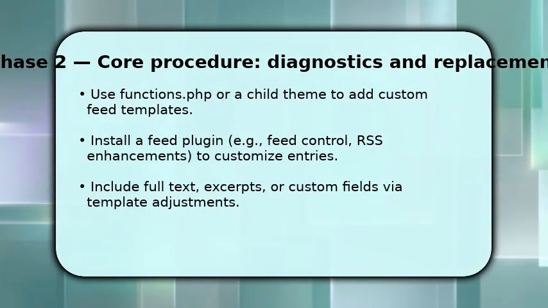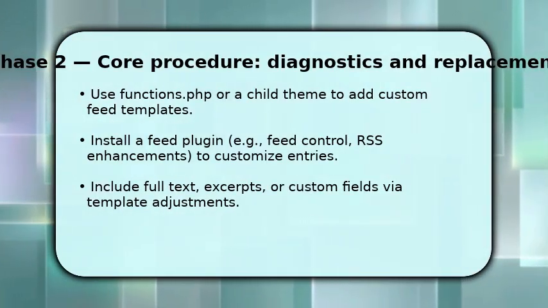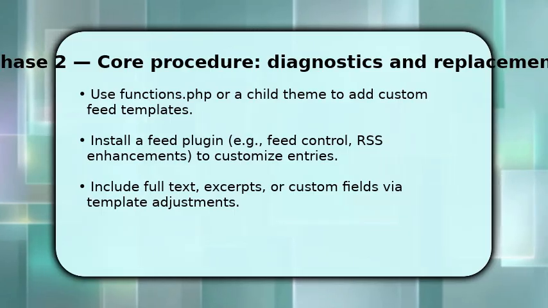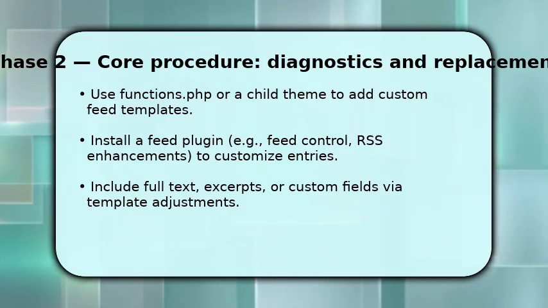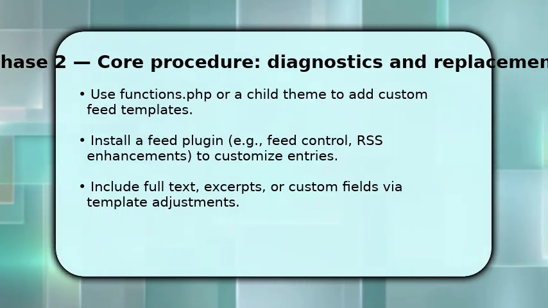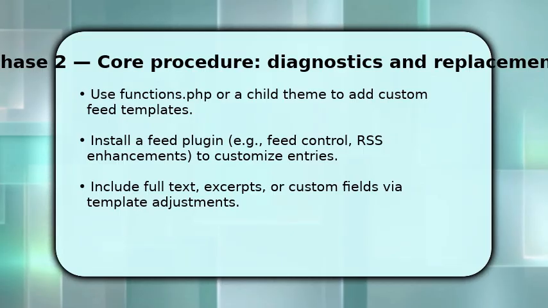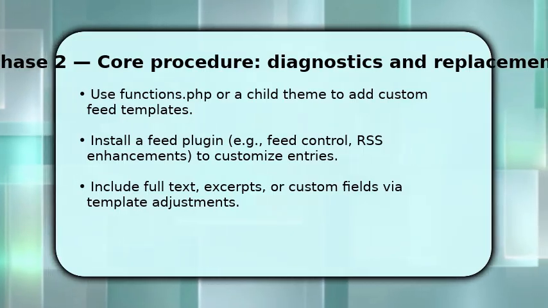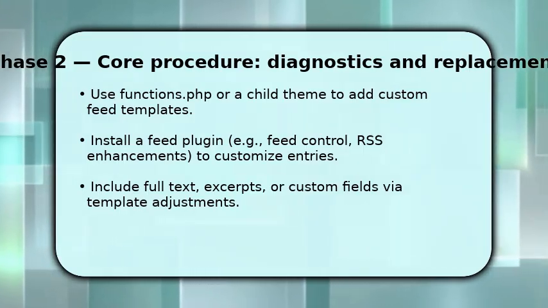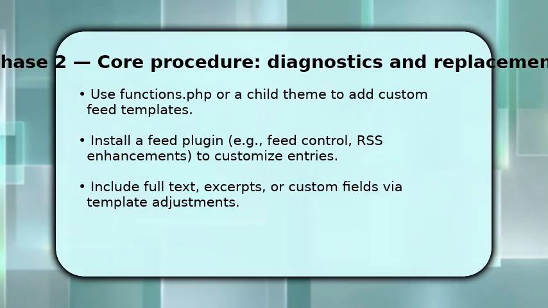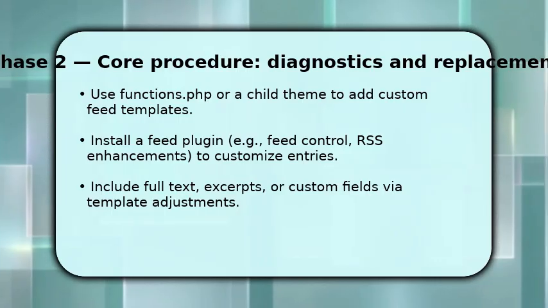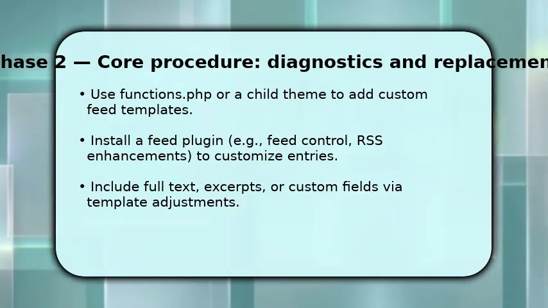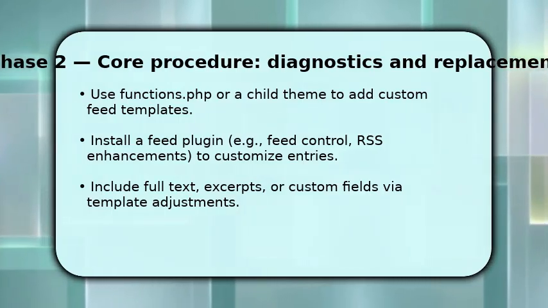Now you enable and customize feeds so subscribers get the content you want. You can add feed templates in your child theme, create feed-rss2.php, and register with add_feed, because theme-level templates control structure and fields. Alternatively, install a reliable feed plugin to expose full text, media enclosures, and custom fields without coding. Make sure to map custom post types and taxonomies into feeds, because otherwise they won't appear.